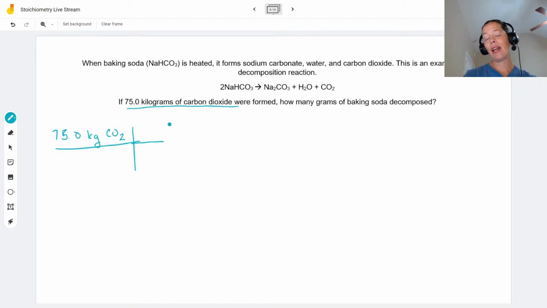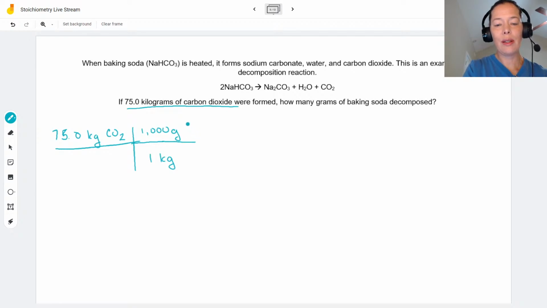So previously I just converted grams to moles. Well, again, this is the twist here. I've got kilograms. So first what I need to do is convert my kilograms into grams, and then I can convert it into moles. So this is just a simple conversion. In 1 kilogram, there are 1,000 grams.